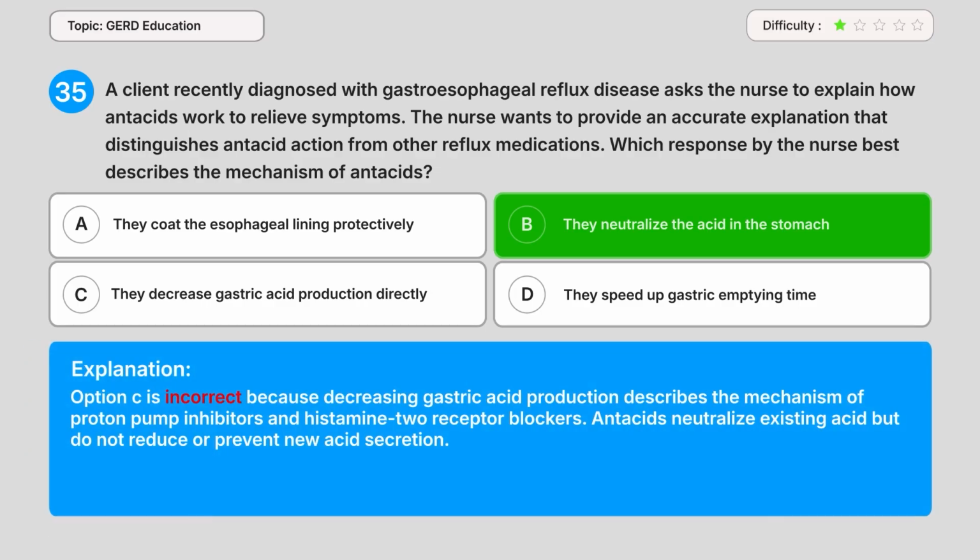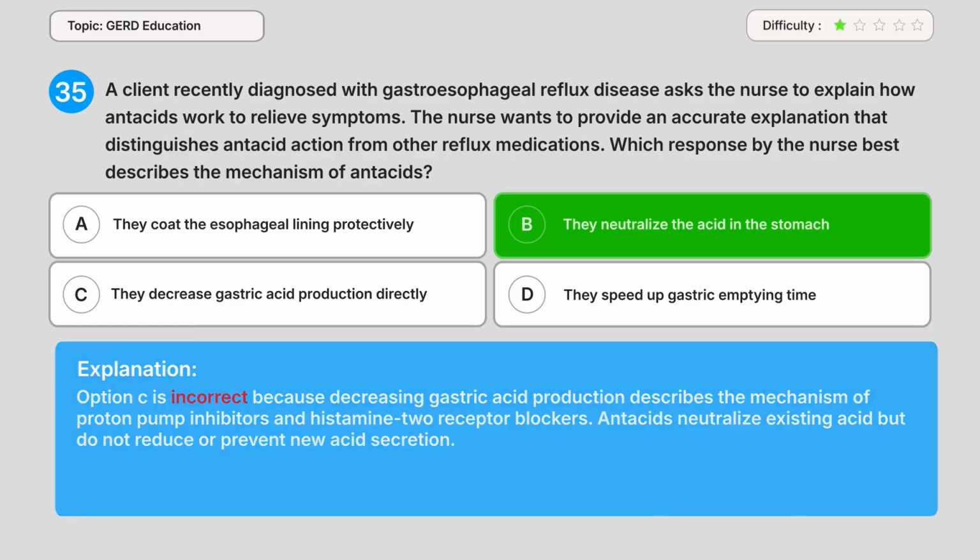Option C is incorrect because decreasing gastric acid production describes the mechanism of proton pump inhibitors and histamine 2 receptor blockers. Antacids neutralize existing acid, but do not reduce or prevent new acid secretion.